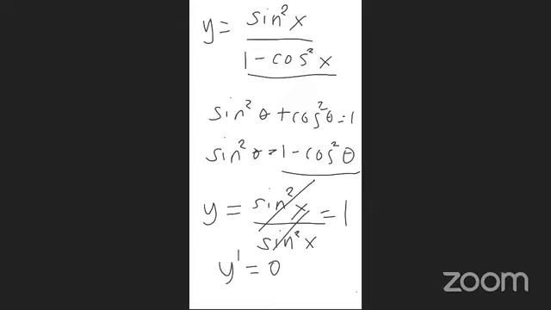Solving trigonometric functions is easy if you know the trigonometric identities: reciprocal identities, co-function identities, quotient identities, Pythagorean identities, and even-odd identities of trigonometric functions.